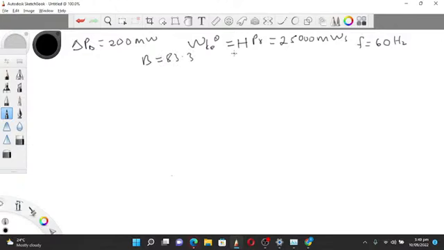Similarly, they didn't tell us that the generation by the generator changed, so our change in PG is 0. So we have negative change in PD equals 2 HPR over F naught d delta F dt plus B delta F. Now let's see. They want us to determine the frequency variation with time.